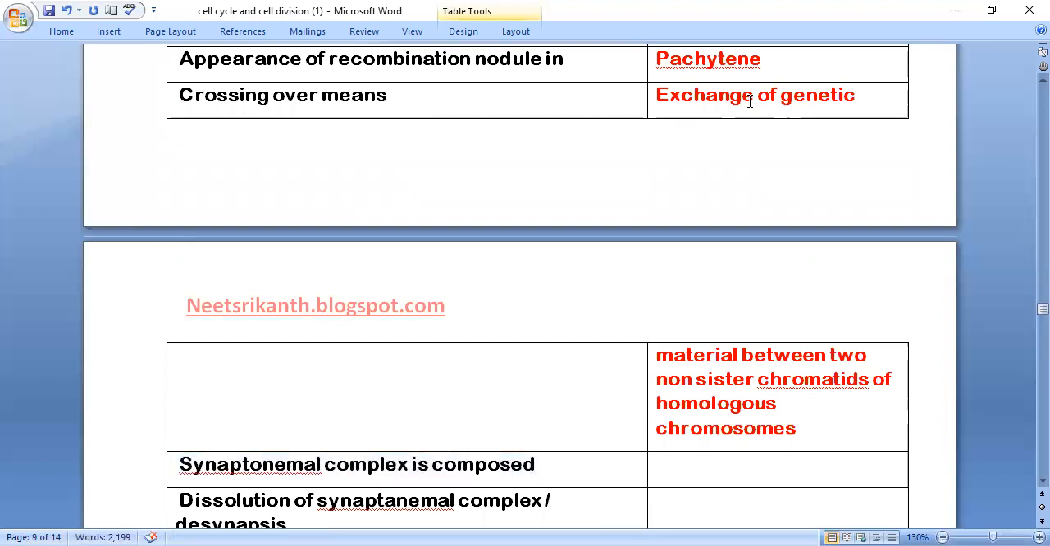Synaptonemal complex is composed of three thick lines of DNA and proteins.